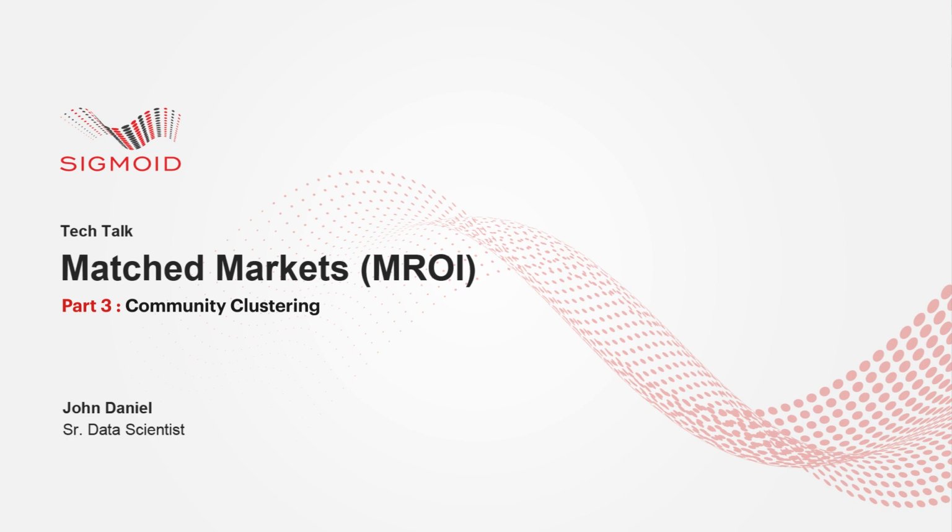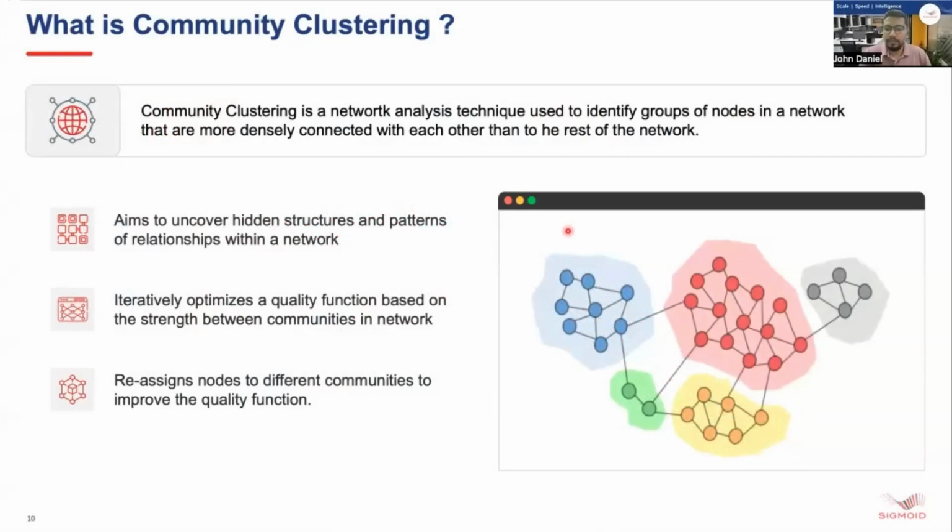So community clustering is a network analysis technique used to identify a group of nodes in a network that are densely connected to each other. In the plot here, you can see the individual circles that we see are nodes, and the edges between the nodes are basically the connections between them. So the aim is to uncover hidden structures or patterns of relationship within a community.